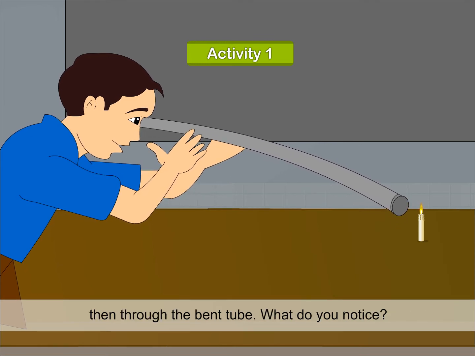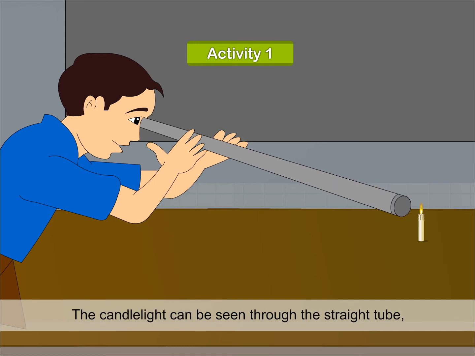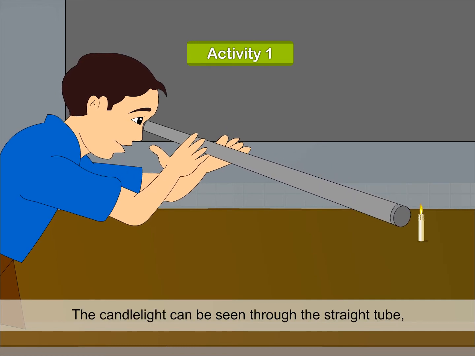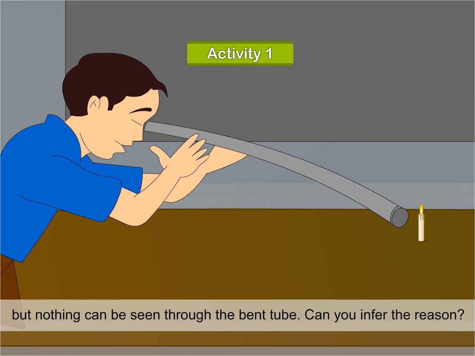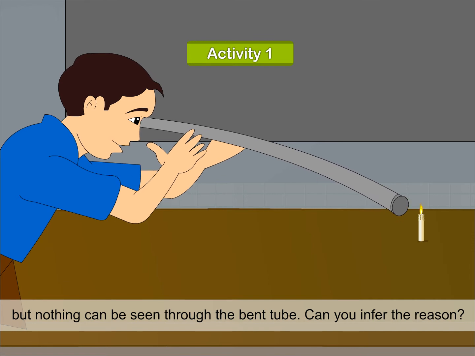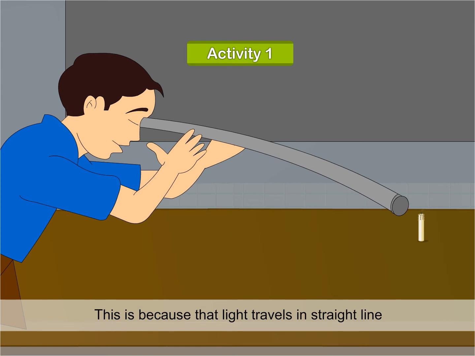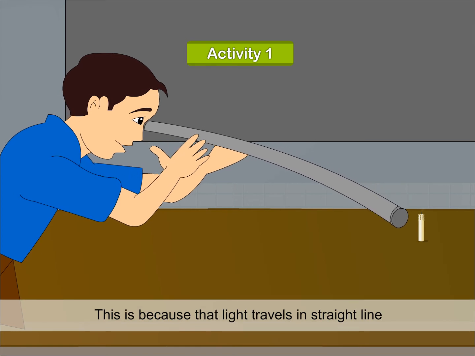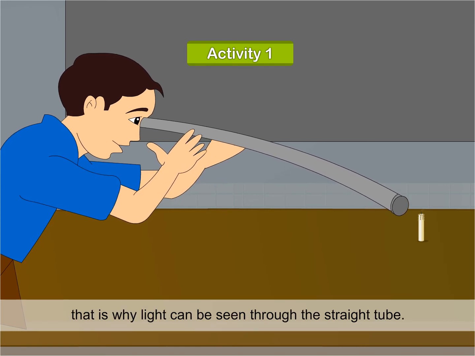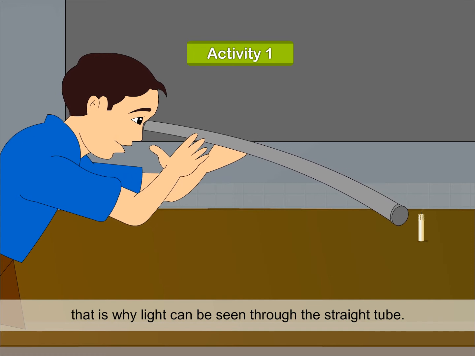What do you notice? Observation: the candle light can be seen through the straight tube, but nothing can be seen through the bent tube. Can you infer the reason? Conclusion: this is because light travels in a straight line. That is why light can be seen through the straight tube.